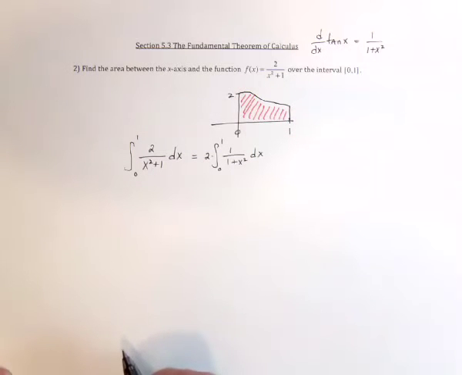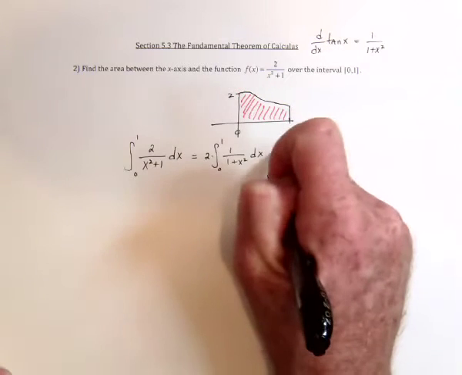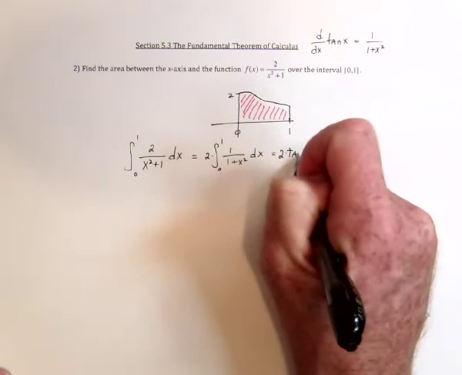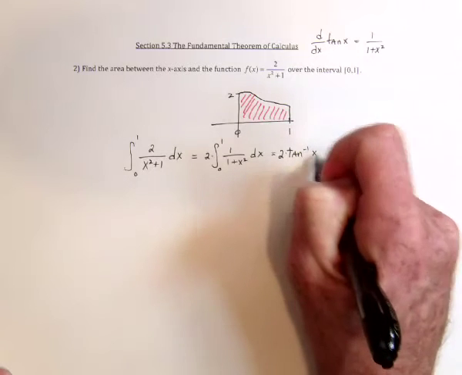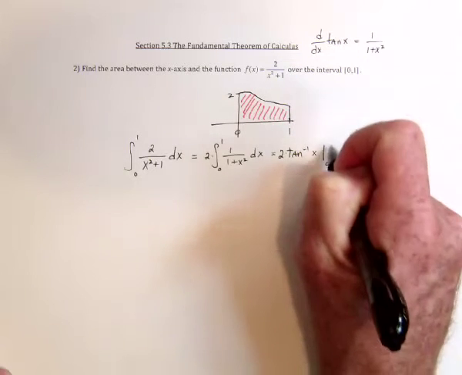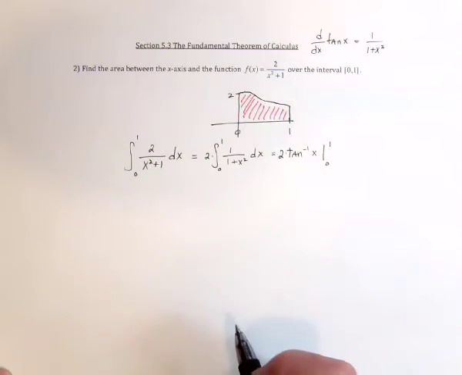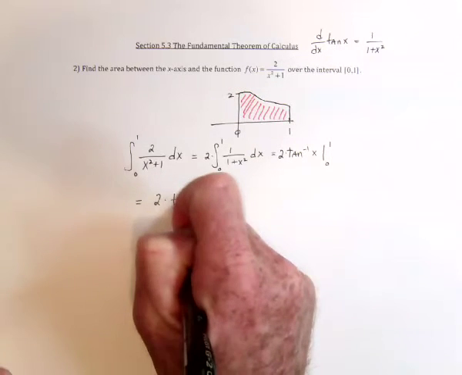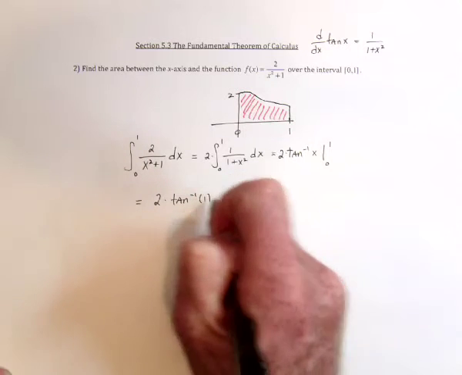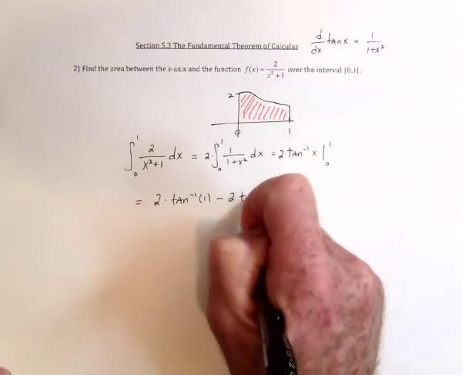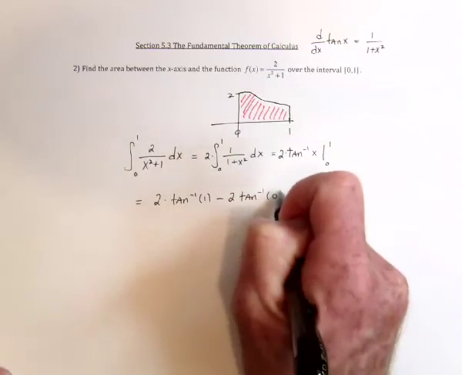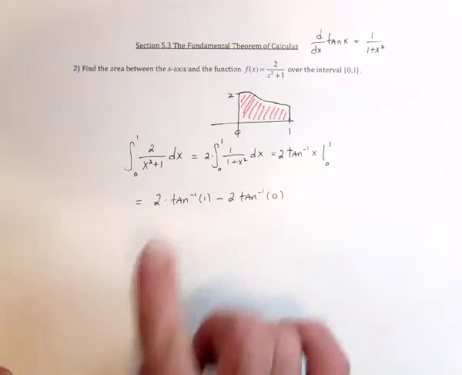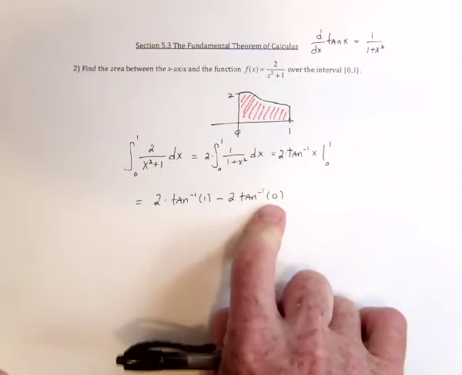And then this one is tangent inverse, so it's going to be a 2 on the outside, and then tangent inverse of x as x goes from 0 to 1. So first of all, substitute a 1 in there. So we've got 2 times the tangent inverse of 1 minus 2 times the tangent inverse of 0. So that looks like it's pi over 4 minus 0.